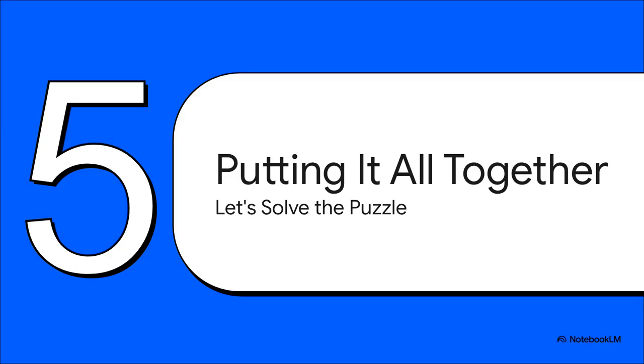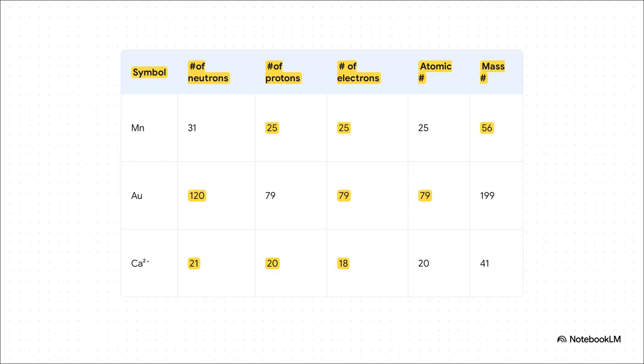So there you have it. 3 particles, 3 simple rules. Protons give you identity, protons plus neutrons give you mass, and the tug-of-war between protons and electrons gives you the charge. Let's put that knowledge to the test. Okay, let's use our rules to fill out this chart.